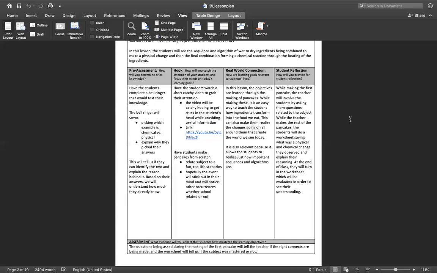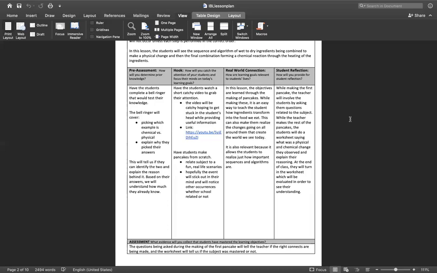And then for the hook, we will have them watch a short, catchy video to grab their attention. We have the link provided there. And then we will have them make pancakes from scratch, watching us first, of course. And then they will be able to relate this subject to a fun, real life scenario. And hopefully the event will stick out in their mind and will help them to notice other occurrences, whether school related or not.